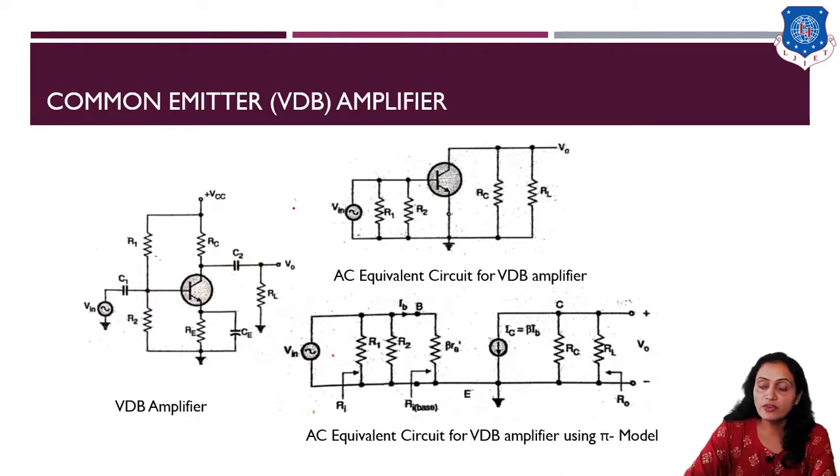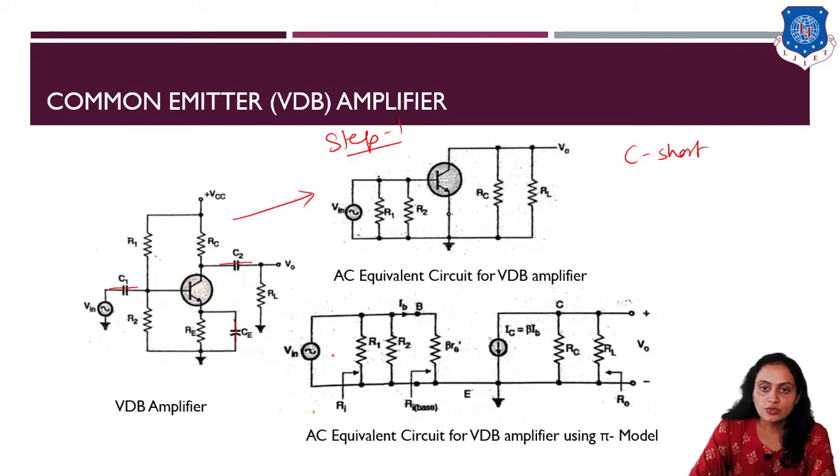So step 1 is to draw the AC equivalent circuit. While drawing the AC equivalent circuit, we will short circuit all the capacitors. So in this basic circuit we are going to short this coupling capacitor as well as this capacitor. Then we will get this next circuit.